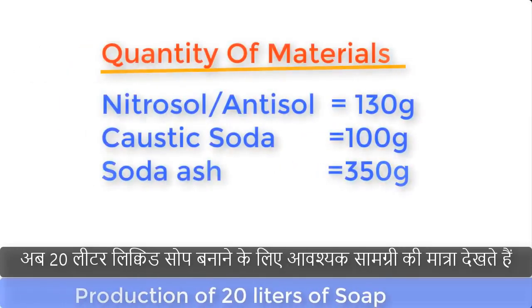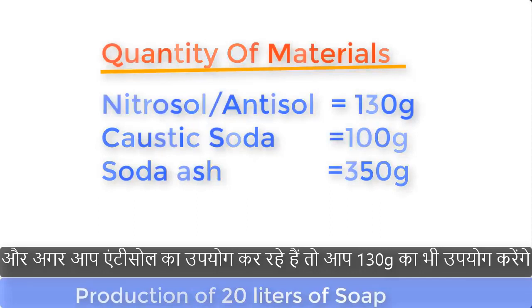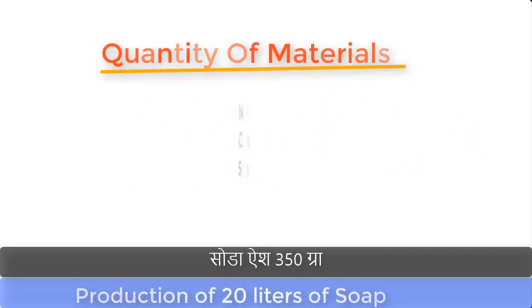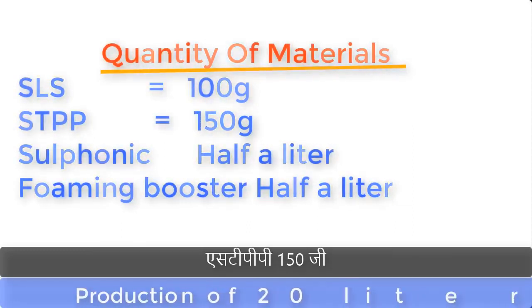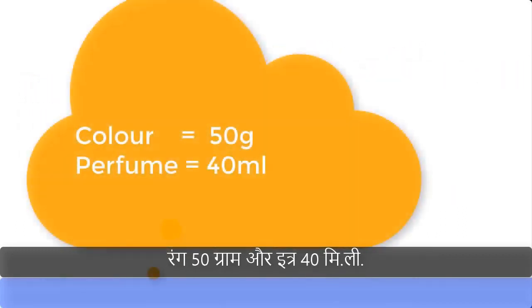Now let's see the quantity of materials required to produce 20 liters of liquid soap. Nitrosol, 130 gram. And if you are using antisol, you also use 130 gram. Nitrosol or antisol, 130 gram. Caustic soda, 100 gram. Soda ash, 350 gram. SLS, 100 gram. And if you are using Texapon, you use 200 gram. STPP, 150 gram. Sulfonic, half a liter. Foaming booster, half a liter. Color, 50 gram. And perfume, 40 ml.